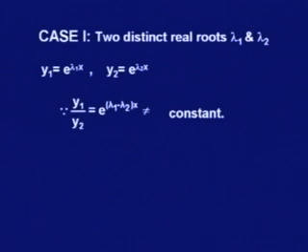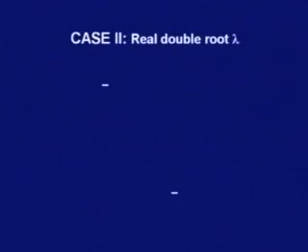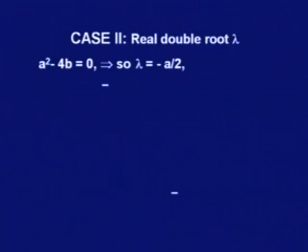Hence, in this case the general solution of the given differential equation will be of the form C 1 e to the power lambda 1 x plus C 2 e to the power lambda 2 x. Let us discuss case 2, the real double root lambda. When a square minus 4b is 0, then the single root we get is lambda equal to minus a by 2. That means we get only one solution, e to the power minus a x by 2. How to get the other solution which is linearly independent of this?